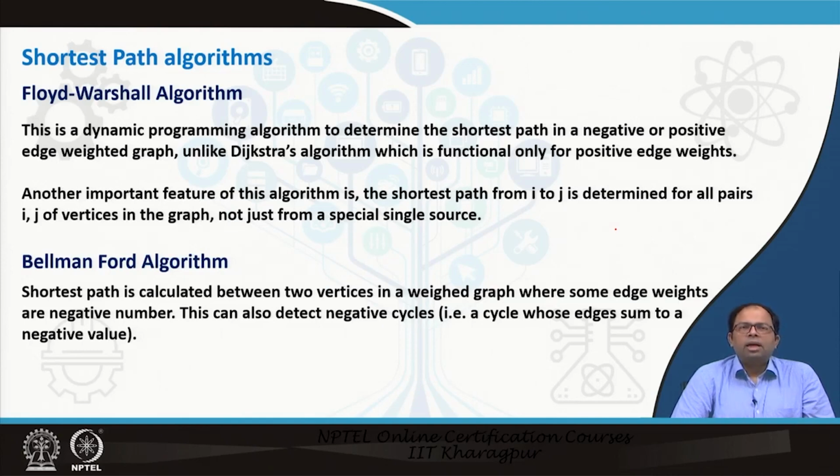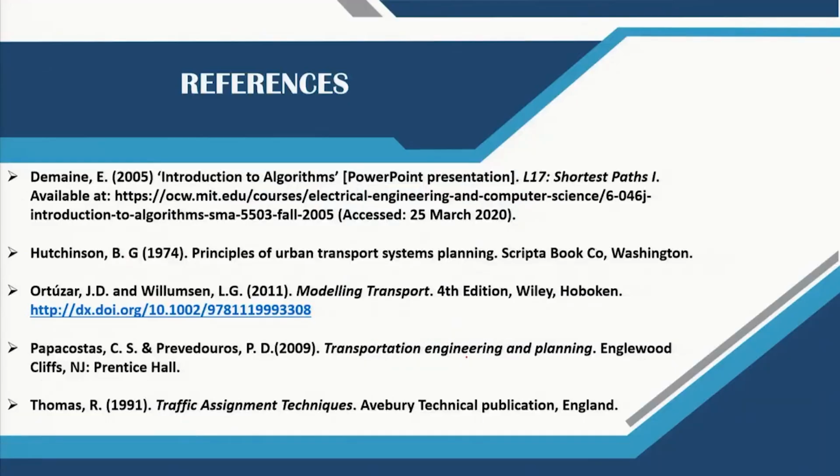And in addition, we have another algorithm, the Bellman-Ford algorithm, which is a little bit slower in terms of computation time compared to the Floyd-Warshall algorithm. Shortest path is calculated between two vertices in a weighted graph, where some edge weights are negative numbers, similar to the previous algorithm. But the benefit of this algorithm is that it can detect negative cycles. That means in the Floyd-Warshall algorithm, we cannot detect negative cycles, so that is one issue. But here it can detect negative cycles, and that is a benefit of this particular algorithm. So these are some of the references you can use.